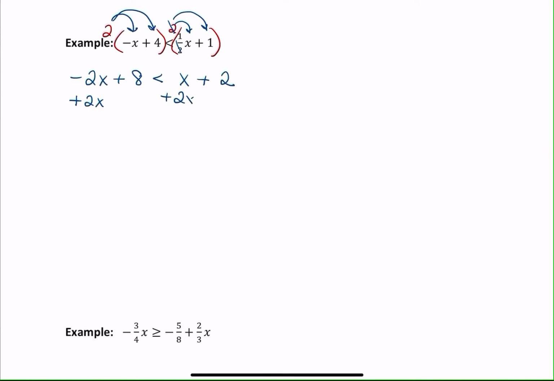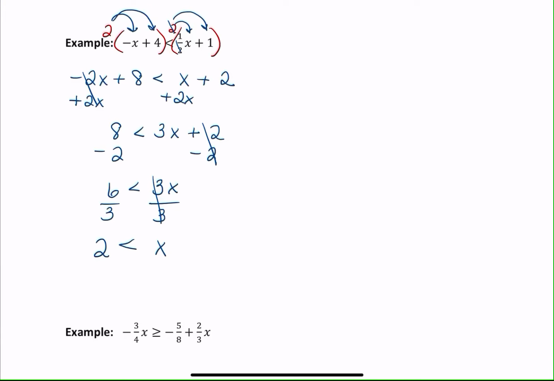I'm going to add 2x to both sides. So I've got 8 is less than 3x plus 2. Then I'm going to subtract 2 to get my x by itself. So I've got 6 is less than 3x. And then I'm going to divide by 3. So work these out just like you would a regular equation. Just be careful of keeping your inequality sign the same. So I end up with 2 is less than x. Or if you want to rewrite that with your x first, you have x is greater than 2.